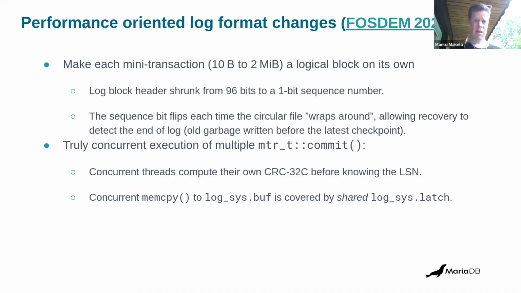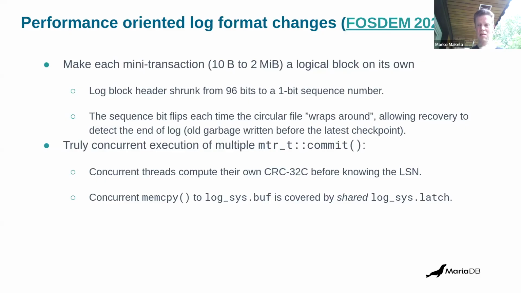So the sequence bit is flipping each time this circular log file wraps around from the last byte to the beginning, right after the headers. And this sequence bit allows recovery to detect the wraparound, or the discontinuity point, when we are switching from the actual end of the log to some garbage that had been written before the checkpoint. And with this, we have a truly concurrent execution of multiple mini transaction commits.